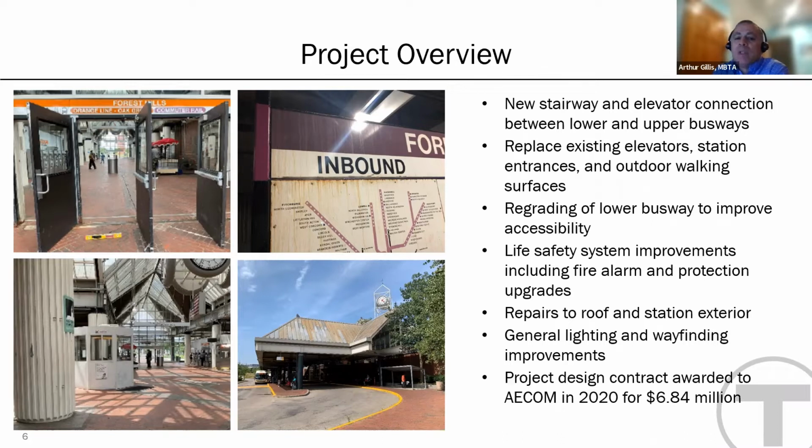The project will complete the following tasks: create a new stair and elevator connection between the upper and lower busways, replace the existing elevators and entrance doors, regrade and pave the lower busway to improve accessibility, upgrade the life safety systems that include fire alarms and other protections, repair the roof and station exterior, and improve lighting and wayfinding signage. Next, we have a visual of one of these actions. Next slide, please.